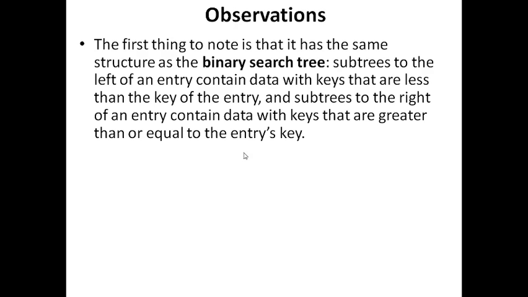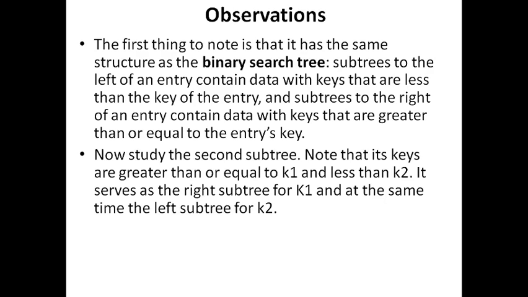Now a few observations we could make. Number one, it's a binary search tree, so left children are less than the parent, and right children are greater than the parent. So it's basically a binary search tree. Number two, the keys are greater than or equal to k1 and less than k2.